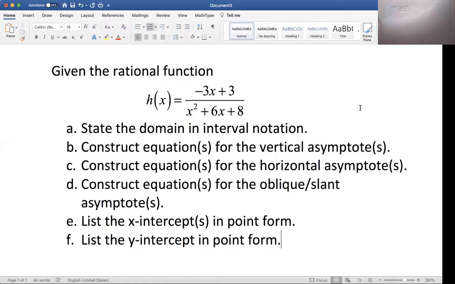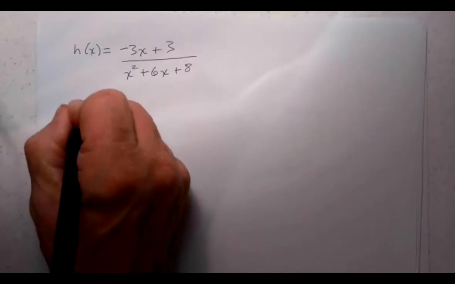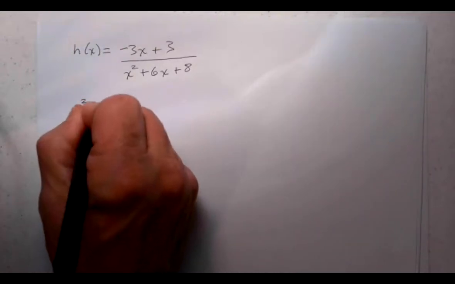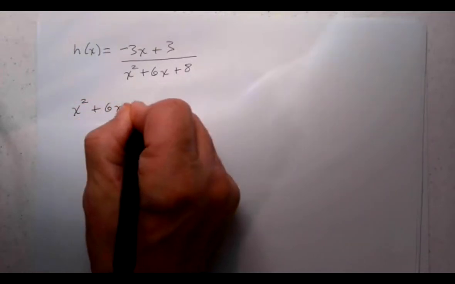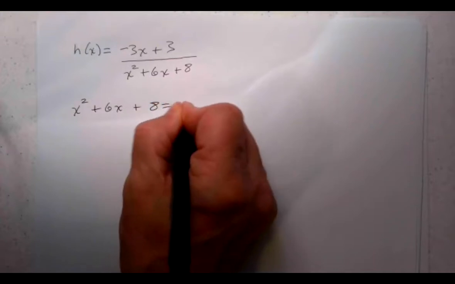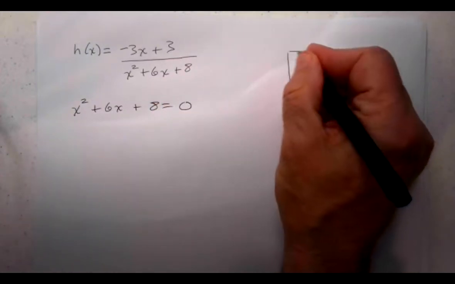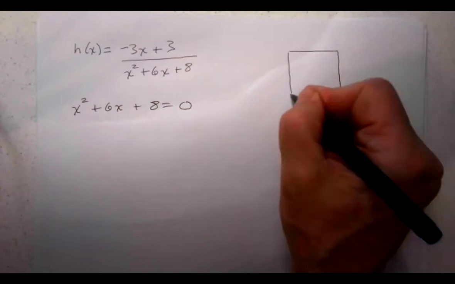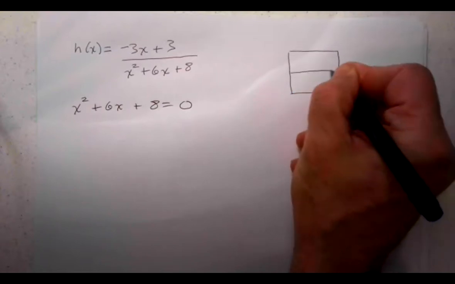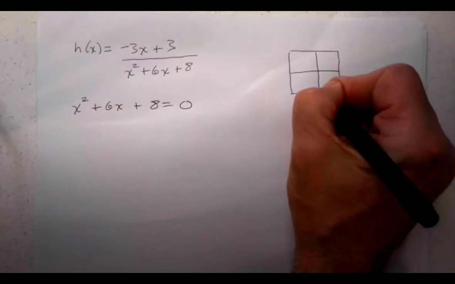We have to remember that you cannot divide by 0. So to identify the domain, we're going to look at the denominator and find out when does it equal 0. So I'll ask myself, when does x squared plus 6x plus 8 equal 0? And I'll answer that by factoring. You could use completing the square. You could use the quadratic formula.